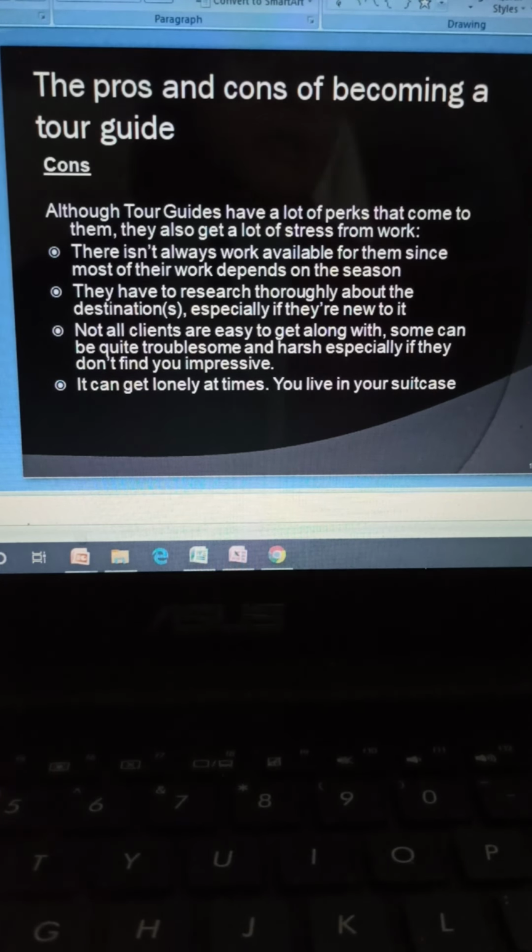Sometimes it gets a little bit lonely because you work and you travel, you kind of live in your suitcase, right? So that can be a little bit hard, especially if you're a family person.